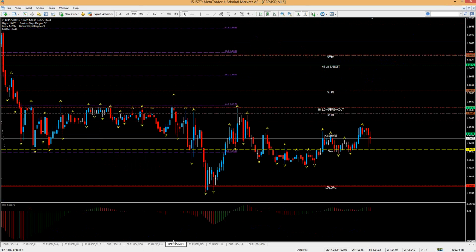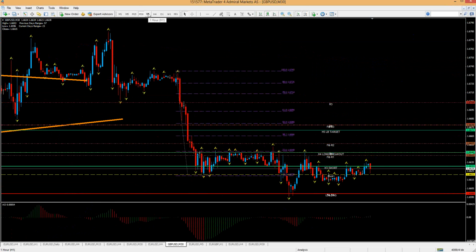How about the pound dollar? Pound dollar is saying H4 long breakout at 166.46. Which roughly makes sense to me. We didn't do our analysis yet on this one, but I was looking at this trend line as an idea that could be a breakout potential.